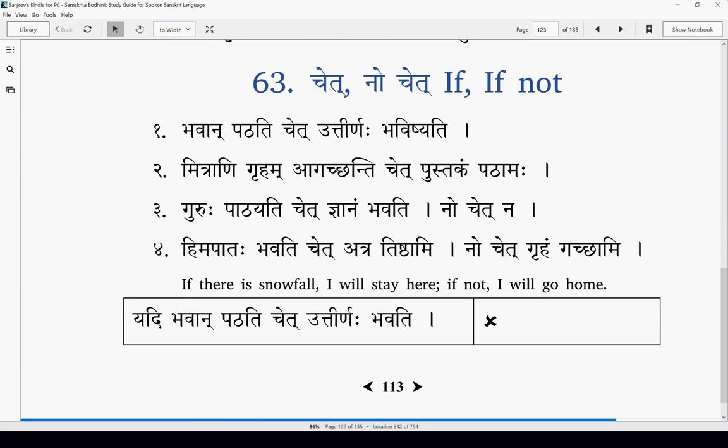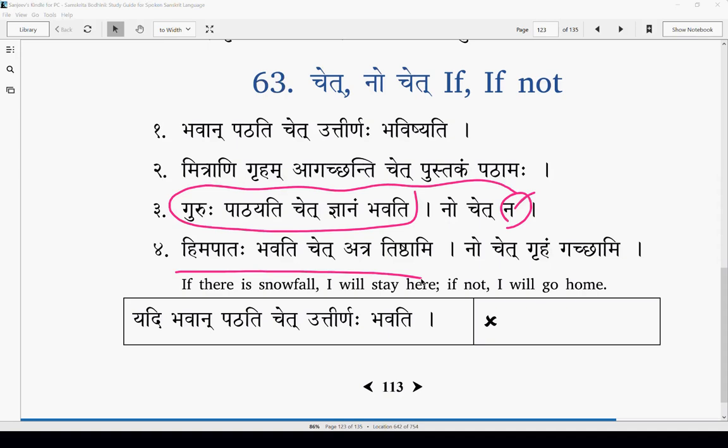Na is no, and no is not; both are actually no. Just no is also used as no in Sanskritam. But no chet is used together here to indicate otherwise. In place of na you can use anything. For example, this is given here: himapata bhavati chet atra tishthami. If snowfall happens, then I stay here. No chet, otherwise, graham gachami.